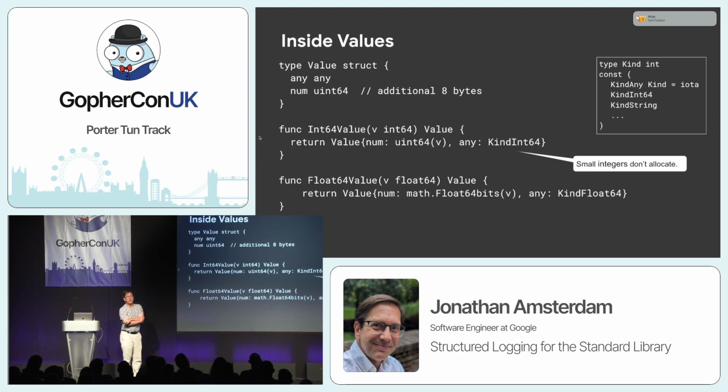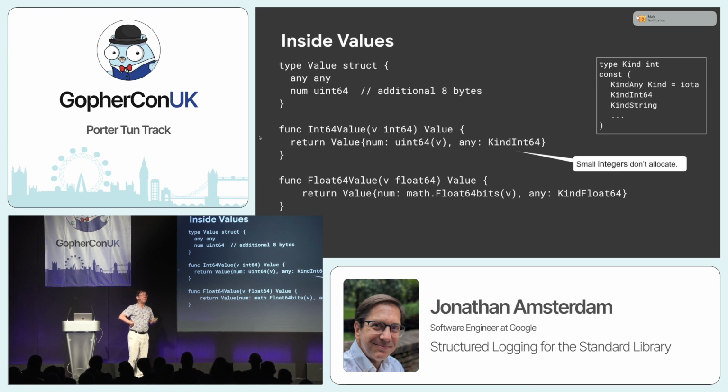So let's start by talking about some simple types that we can represent in a value, like an int64. We simply use the num field for the integer, and we use the any field for the kind. Now, I said that in an any, or any interface, the value is a pointer. And that's true. So why isn't there a memory allocation when we put this integer into that any?